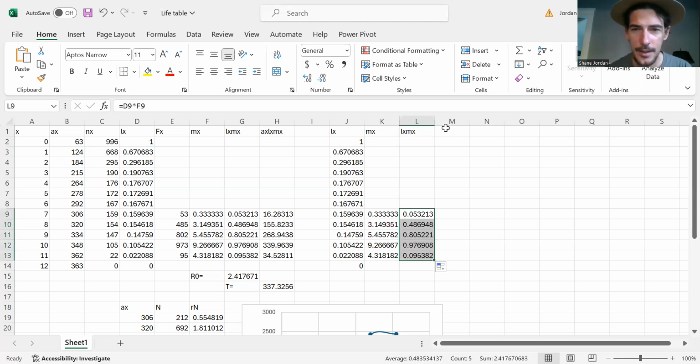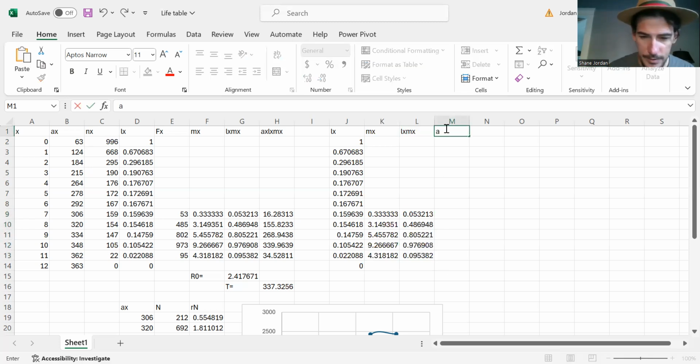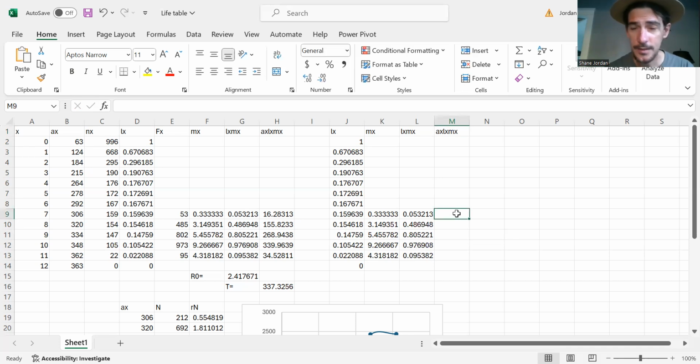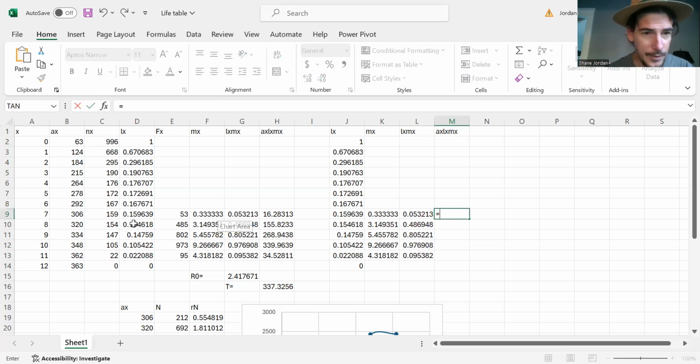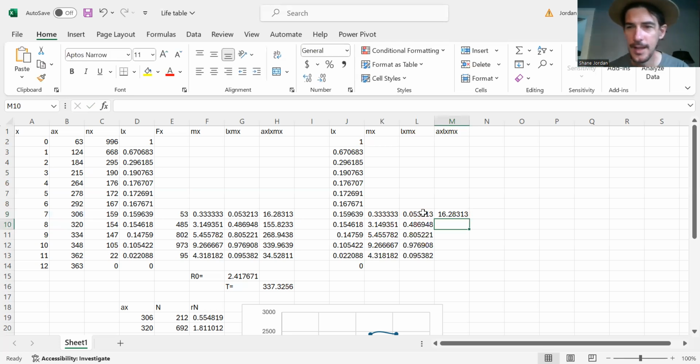There we have it. Likewise, if we want to get the product of age class and per capita fecundity, we take the value of age class from here. This value equals age class 306 times per capita fecundity. And we have the value there. And again, if we want to get this value for the age classes where the data is relevant, we drag down, and now we have all of the data values.